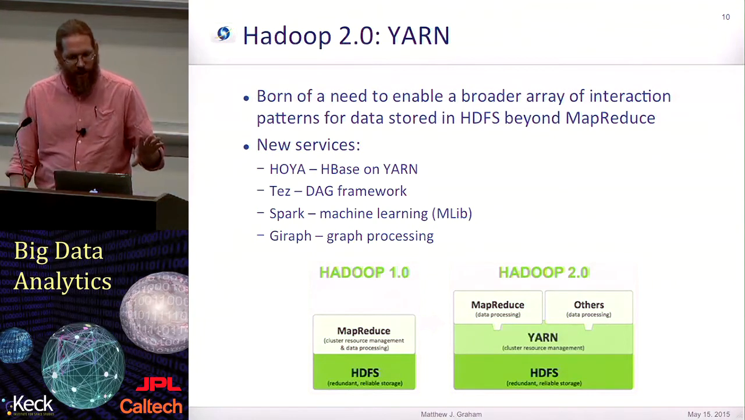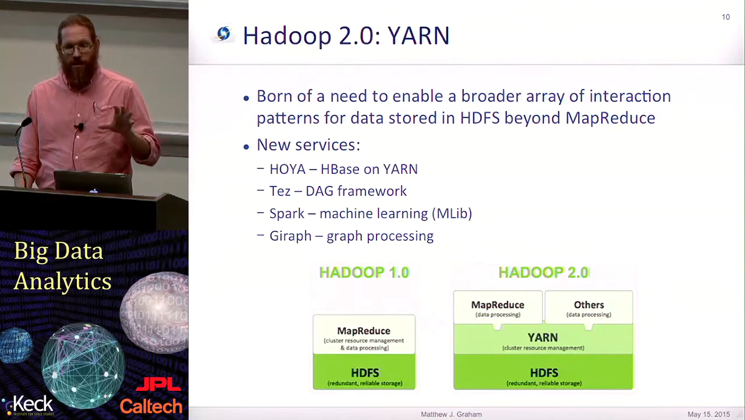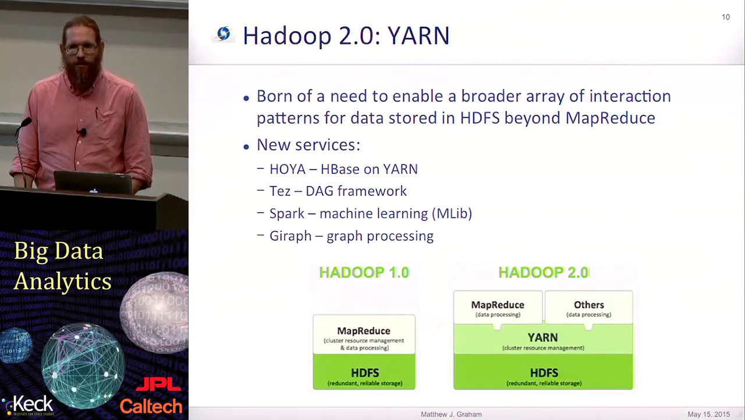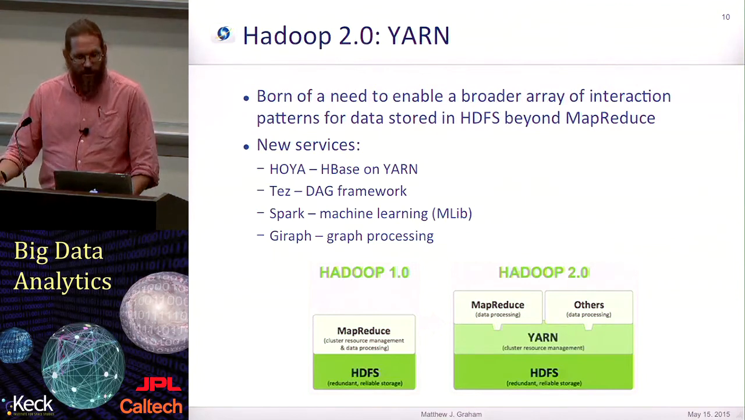Again, it comes out of Apache, and then you can have MapReduce sitting on top of that, or you can have other interaction patterns for your data instead. And so it vastly increases the number of ways you can actually encode and work with your data. And there are a number of new services, new frameworks which are based on top of that.